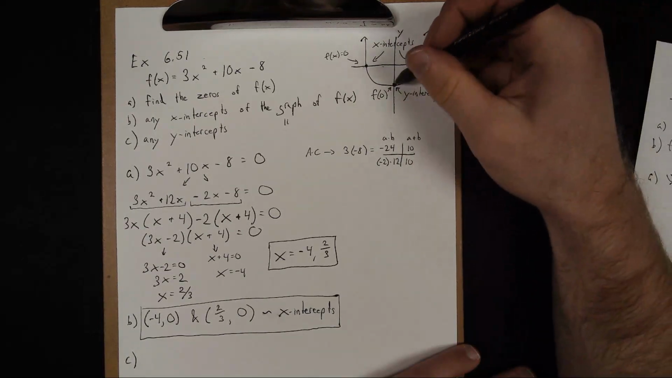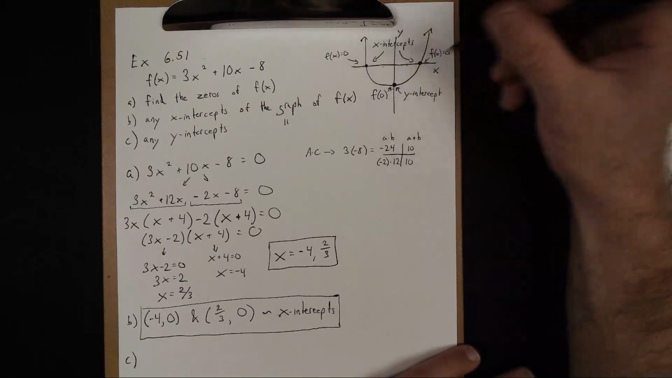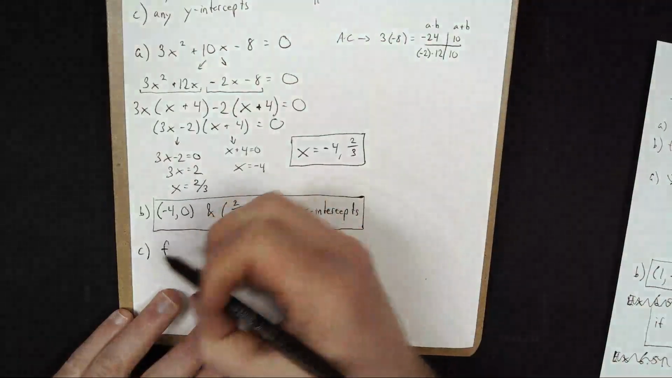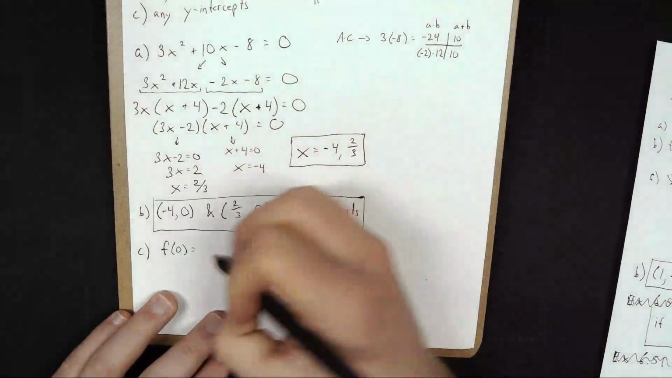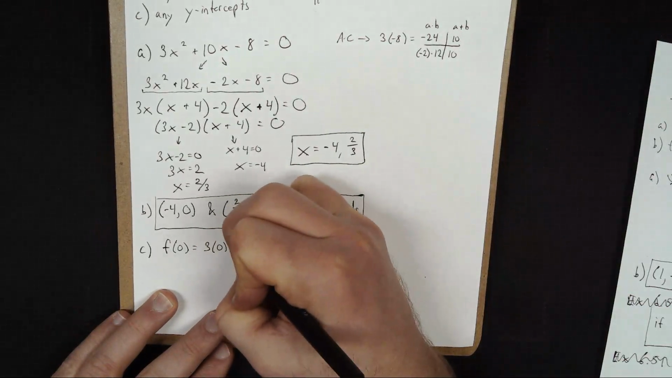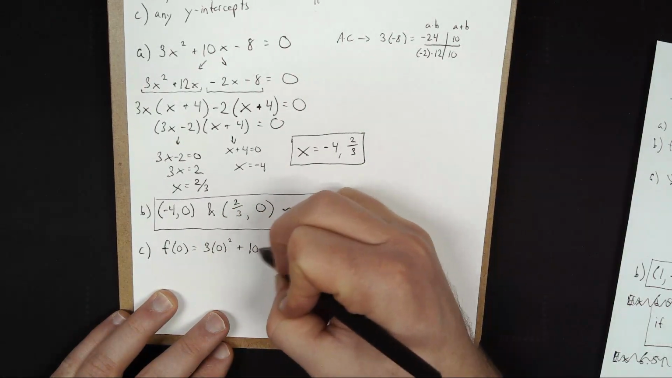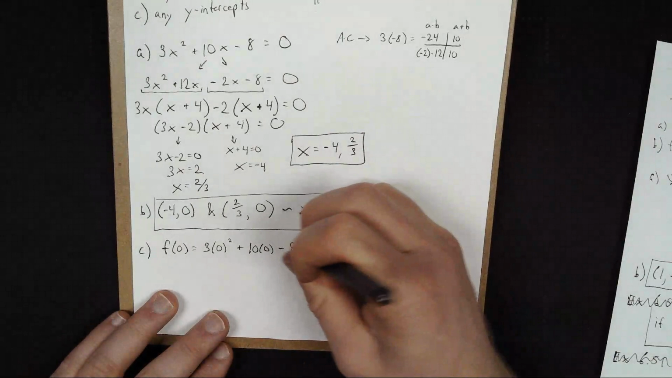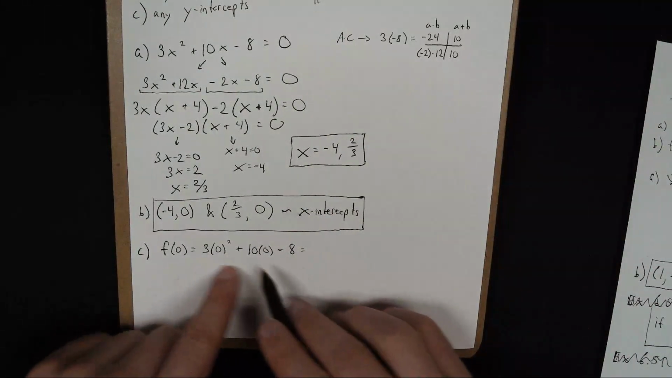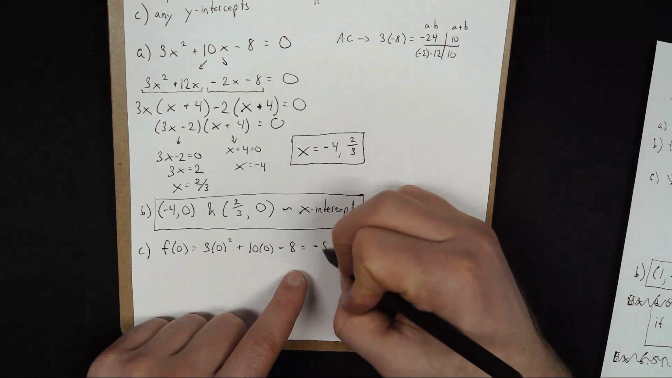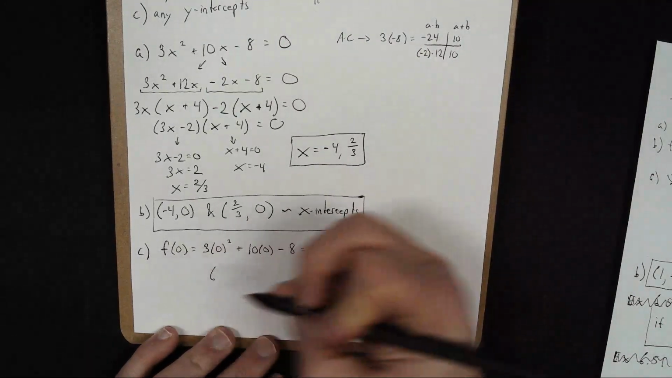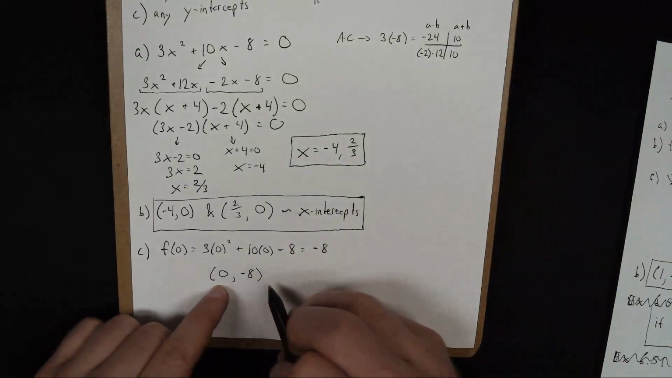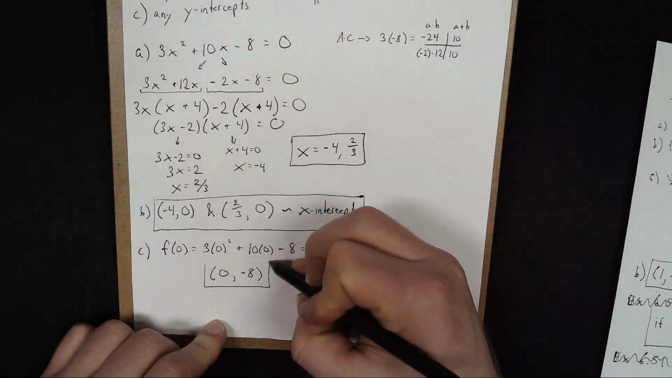Okay, f of 0, so we plug in 0 for x, and that's how we get this point. So let's do that. F of 0 for us would be 3 times 0 squared, which is just 0, of course, plus 10 times 0, 0 once again, minus 8. So these become 0. So we have 0 minus 8, which is just negative 8. So our point is 0, negative 8. So we plug 0 in for x, and we got negative 8 for an answer. That's our y-intercept.